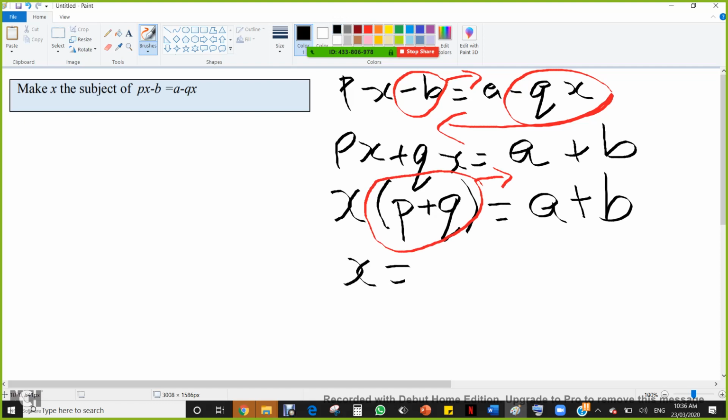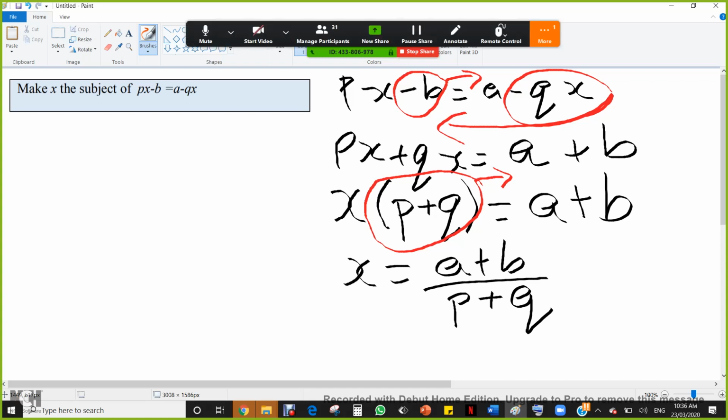So x is A plus B. And when multiplication goes across, it becomes division. P plus Q is the answer. Well, x is equal to A plus B over P plus Q. Everybody understand that? Any questions? No. Tom, you okay? Yeah, I good. All right.